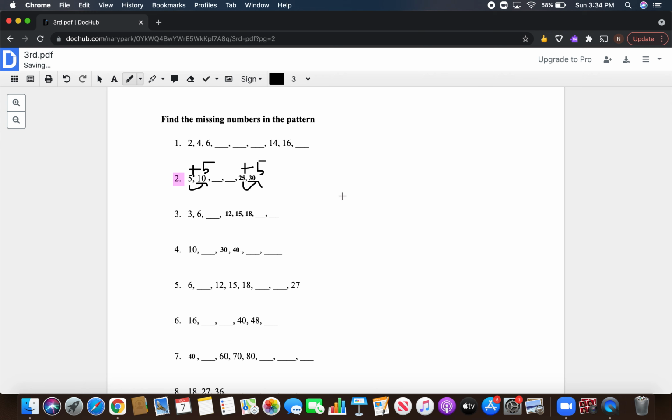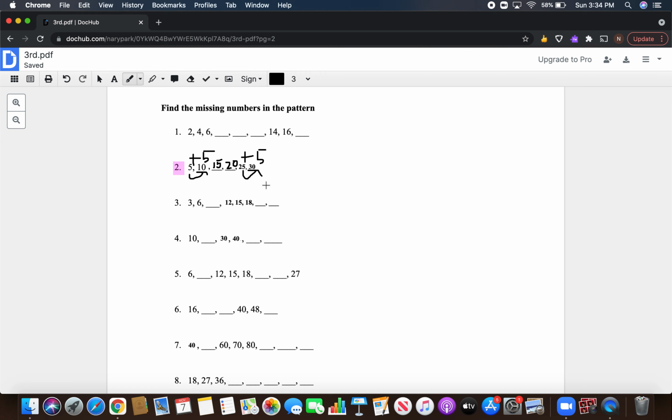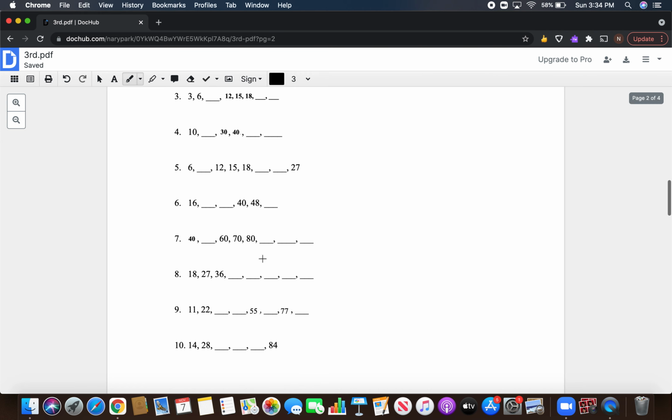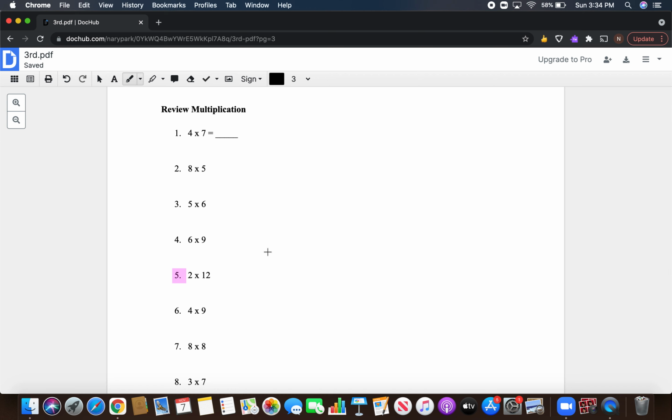A pattern is basically repeating the same thing. And so we're just adding 5 to each thing. That is a pattern. So if we add 5 to 10, we get 15 here. Let me just try to fit that in here. And if we add 5 to 15, we get 20. And that's our answer. Now we're going to be moving on to the next question, review multiplication.